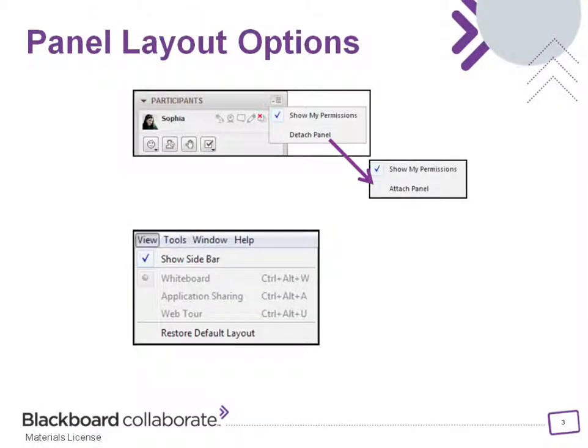You have the ability to change your layout, so any one of those panels can be detached. You can place it anywhere on the screen, so you can really customize the way the panels will be displayed, and then you can reattach the panels. You also can go under the View menu. You can change your layout that way, and it's also important to always know that you have the ability to restore your default layout.